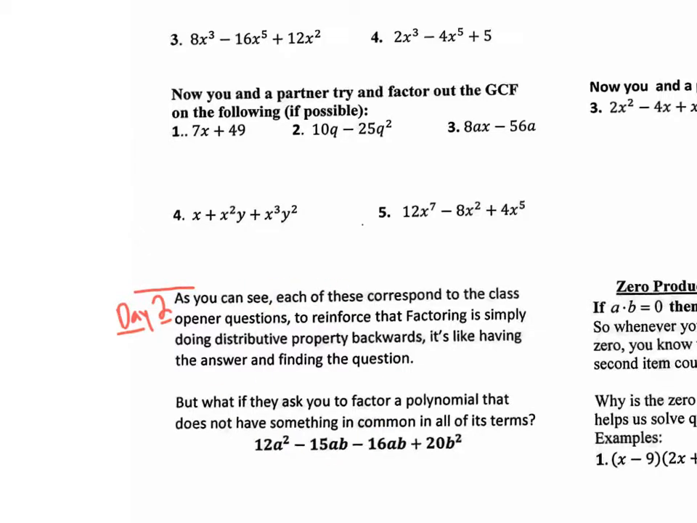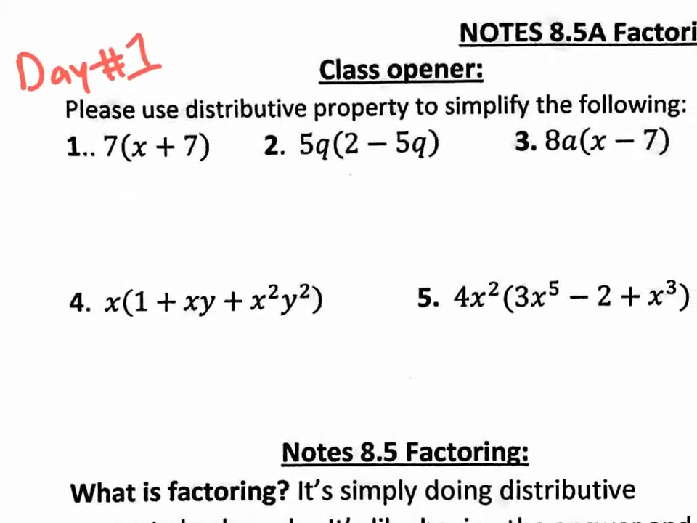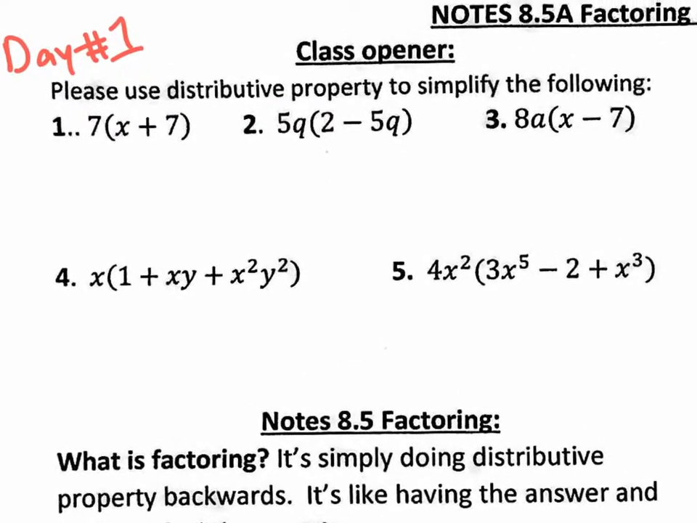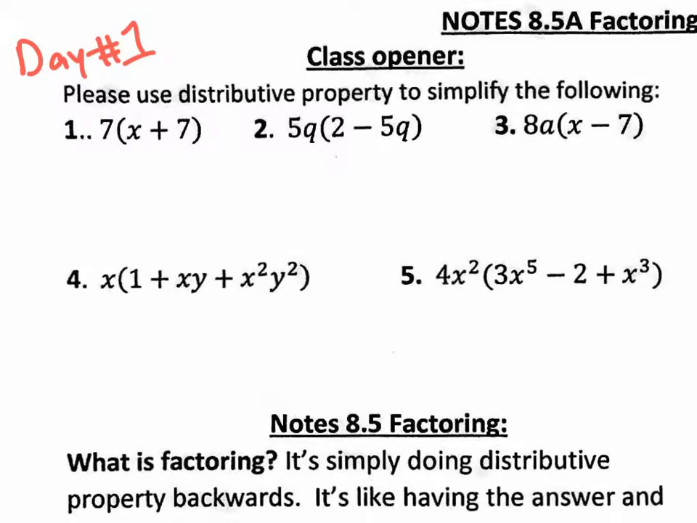All right, so let's go back up here and do the class opener. It says, please use distributive property to simplify the following. Okay. So how do I do this? There's a 7 on the outside. I need to distribute the multiplication to the inside. So you distribute the 7 into x and the 7 inside. And what answer do we get? 7x plus 49.